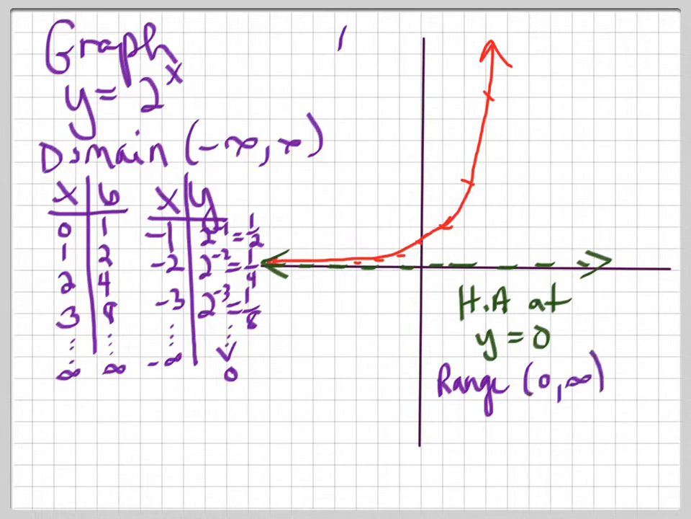Also, looking at the graph, we can now see that the range is 0 to infinity, and 0 can never be included. Looking back at the equation, you'll see that if you take 2, which is a positive number, to any power, you can't get a negative, and you can't get 0. So a range of 0 to infinity makes sense.